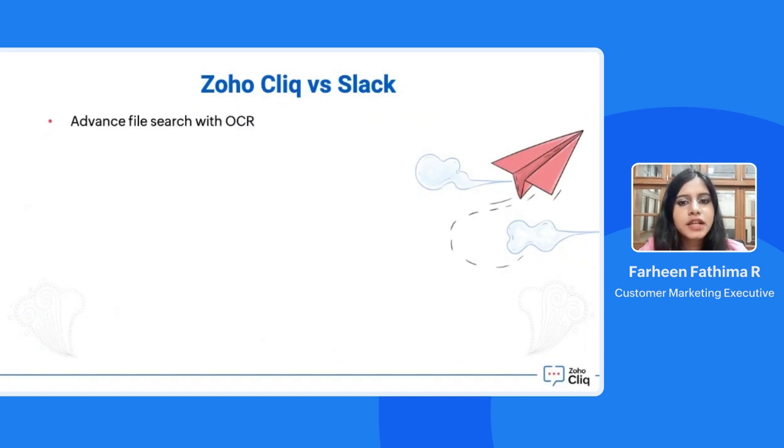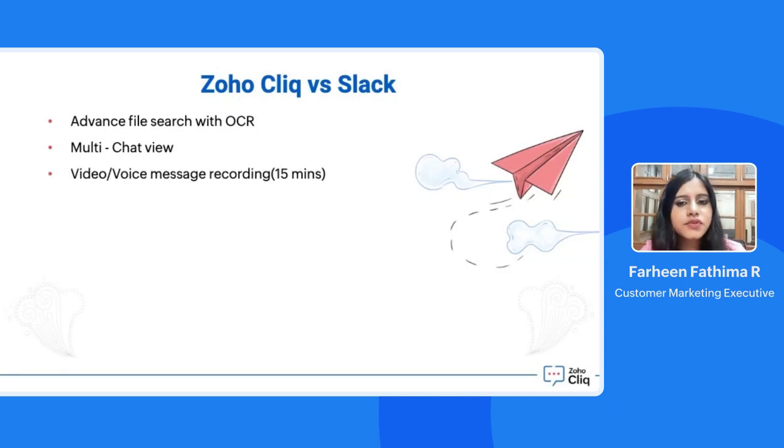Zoho Cliq offers advanced file search capabilities using optical character recognition technology. This allows users to search for text within images, making it easier to find specific files. Users can engage in multi chat conversations simultaneously within Zoho Cliq, streamlining communication and collaboration across different teams or projects without having to switch between tabs or windows.